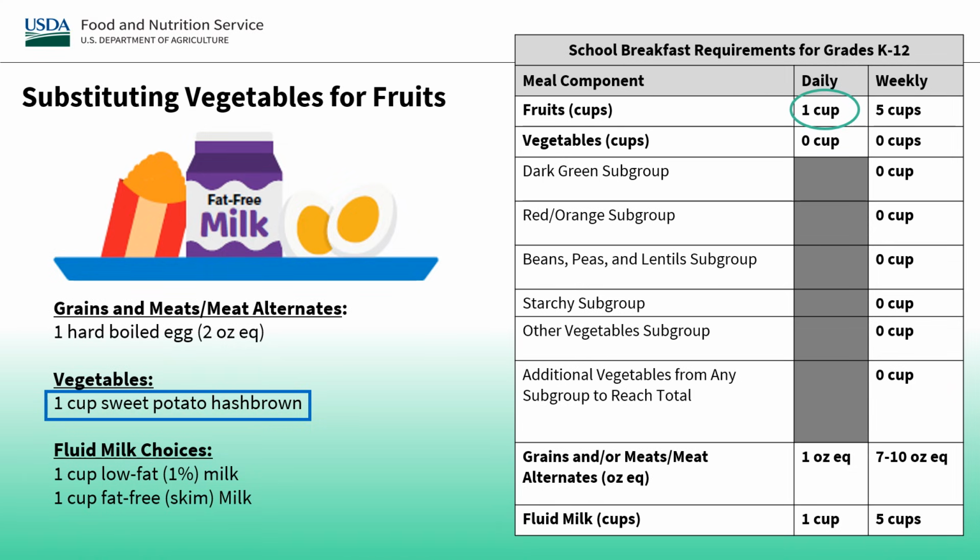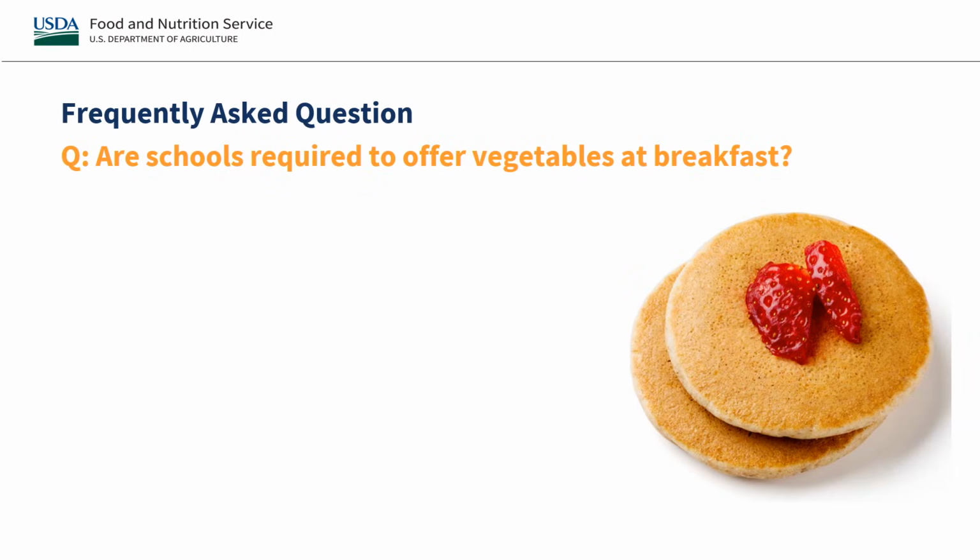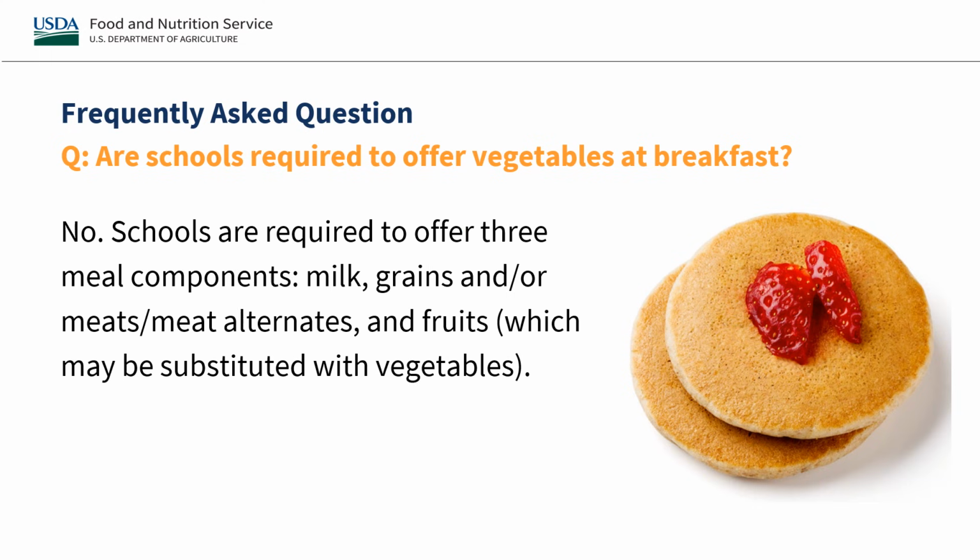Now we'll go through some frequently asked questions. The first question is, are schools required to offer vegetables at breakfast? The answer is no. The school breakfast meal pattern requires schools to offer 3 meal components for a reimbursable meal that includes milk, grains, and/or meat alternates, and fruits, which may be substituted with vegetables.